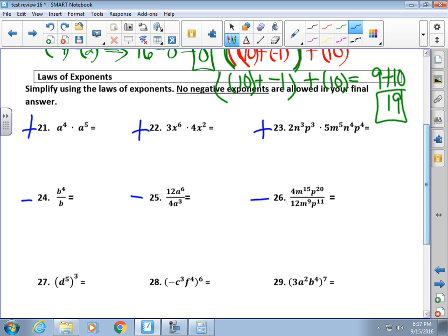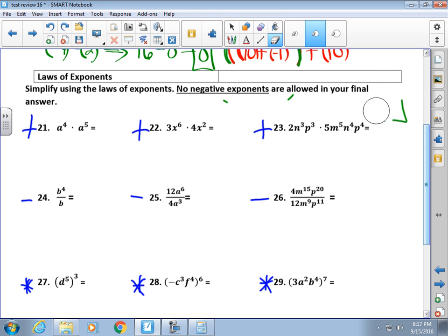Right here, I have parentheses and an exponent on the outside, so I'm multiplying. Okay? So I have some basis of what I'm doing with the exponent. Now, if I look at my directions, it tells me no negative exponents are allowed in my final answer. Okay? Negative exponents are the ones you have to flip over the bar. So let's begin by looking at these.